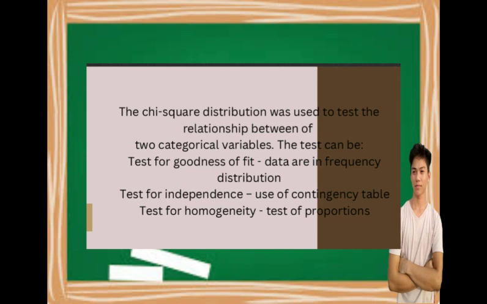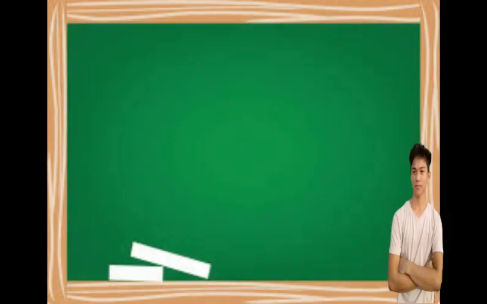So there are actually three kinds of tests that are included in the chi-square test. Those are the test for goodness of fit, which is for data in a frequency distribution, and the test for independence that uses the contingency table. And the last is the test for homogeneity, the test for proportions. So let's go to the first test that is part of the chi-square, the test for goodness of fit.